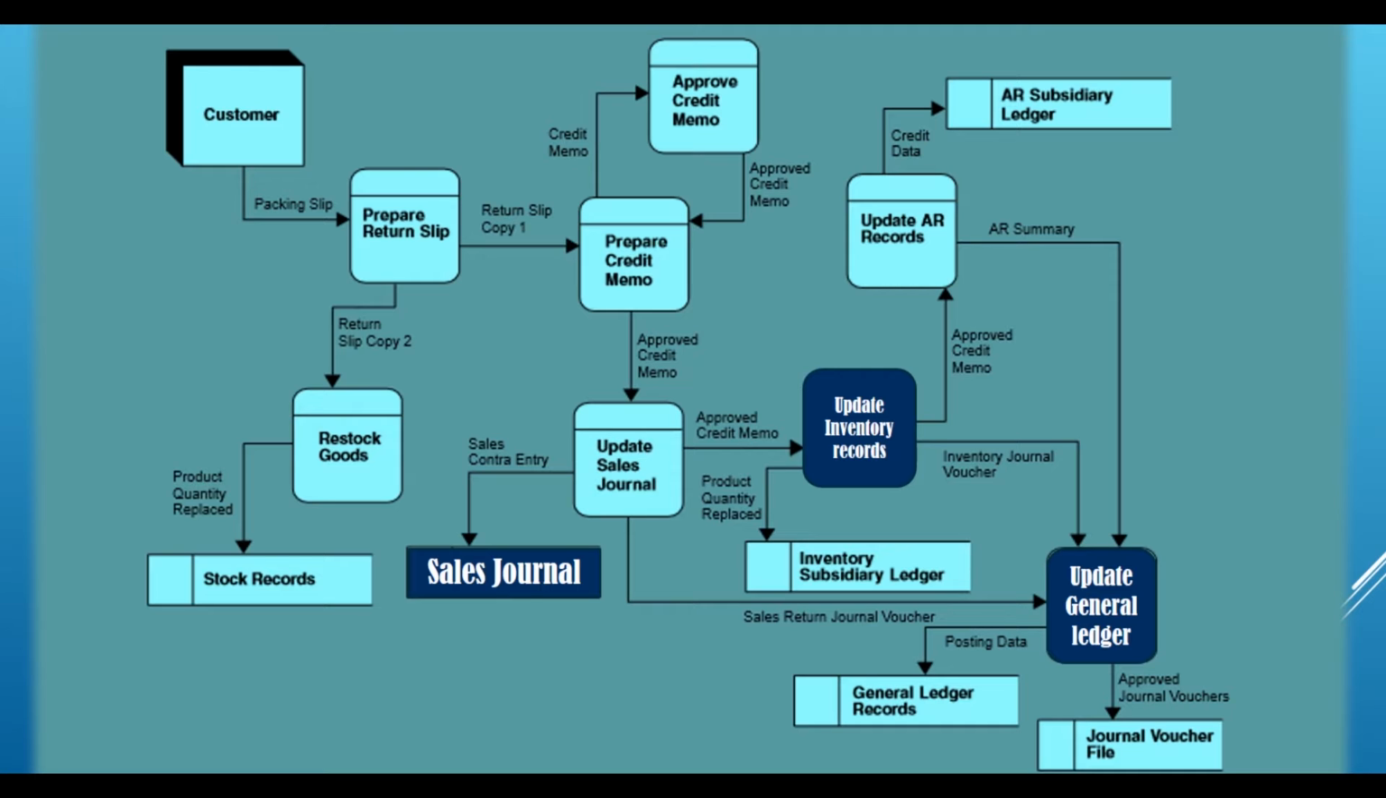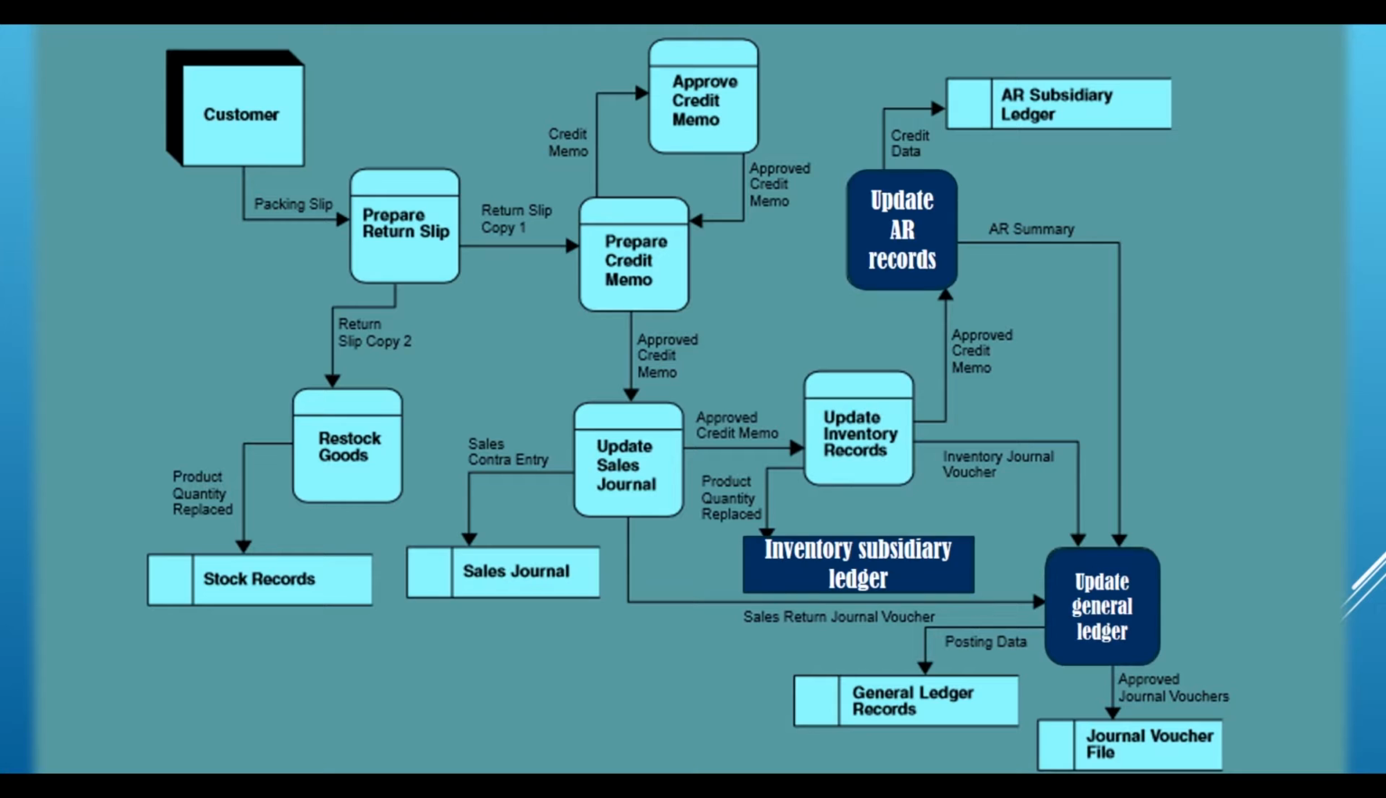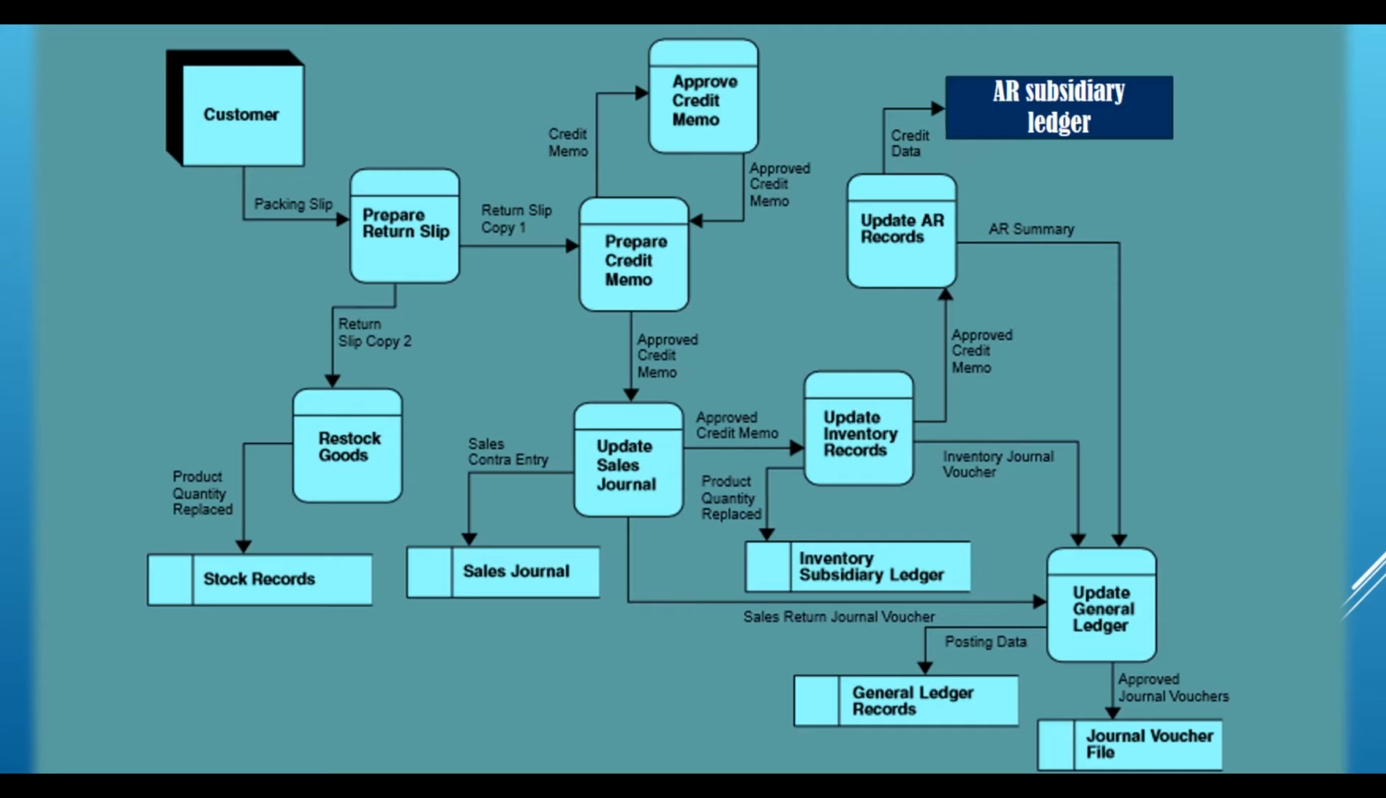Once the inventory is adjusted, the approved credit memo is then to be accounted in accounts receivable, where the customer's account will also be adjusted, and the credit data will be posted to the AR subsidiary ledger, while the AR summary will be posted to the general ledger.